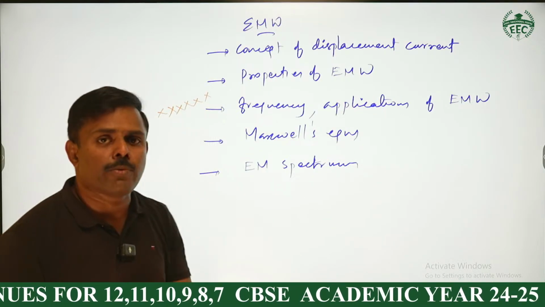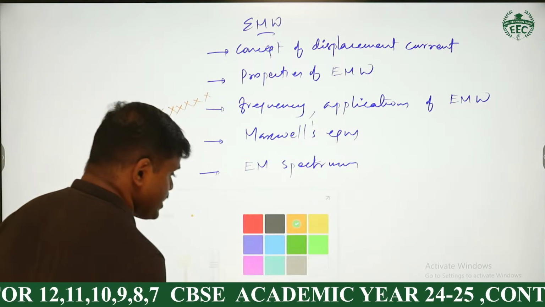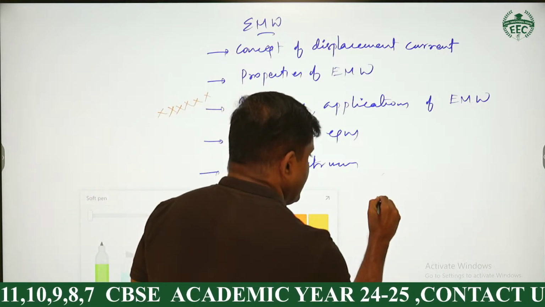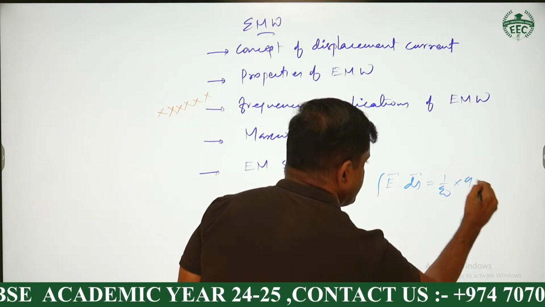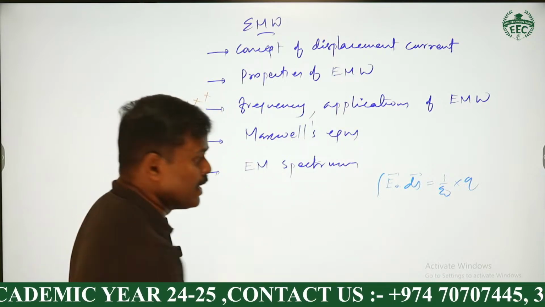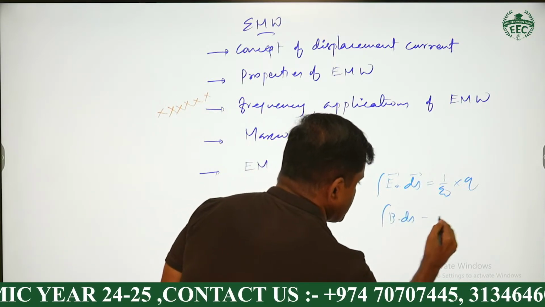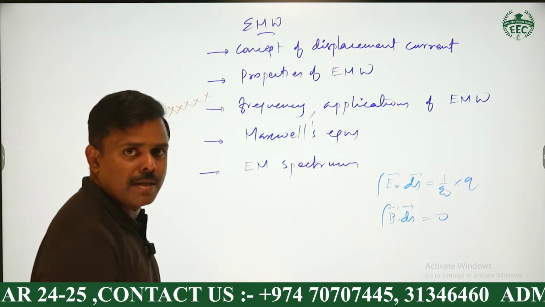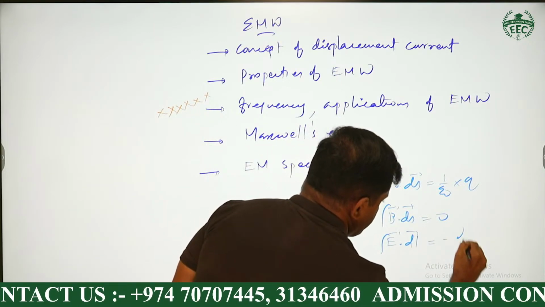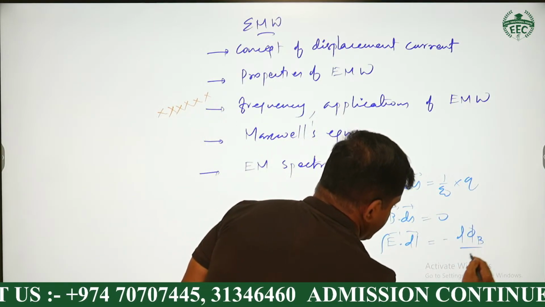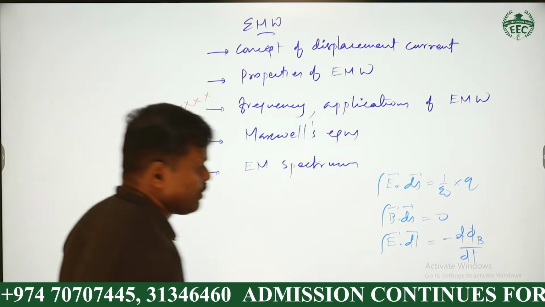And Maxwell's equations. What are Maxwell's equations? I'll just write down Maxwell's equations. First one, integral E dot ds is equal to 1 by epsilon 0 into q. This is called Gauss's law in electrostatics. Integral B dot ds equal to 0. This is called Gauss's law in magnetism. Integral E dot dl is equal to minus d phi B by dt. This is called Faraday's law of electromagnetic induction.